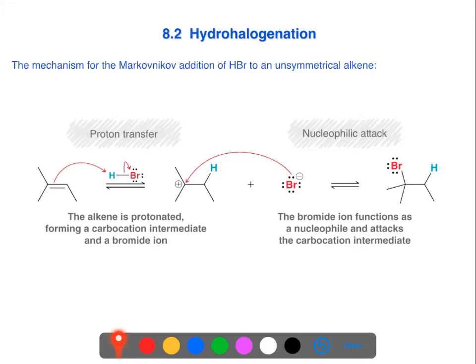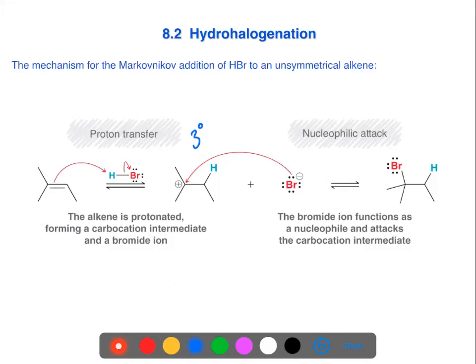Now notice the intermediate that's formed. We form in this particular instance a tertiary carbocation. And this is typical of Markovnikov addition, that the first step will involve a proton transfer in which the more stable carbocation will be formed. Now you could imagine that there could have been the possibility for the secondary carbocation, but the secondary carbocation being less stable than the tertiary, we don't see this forming experimentally.